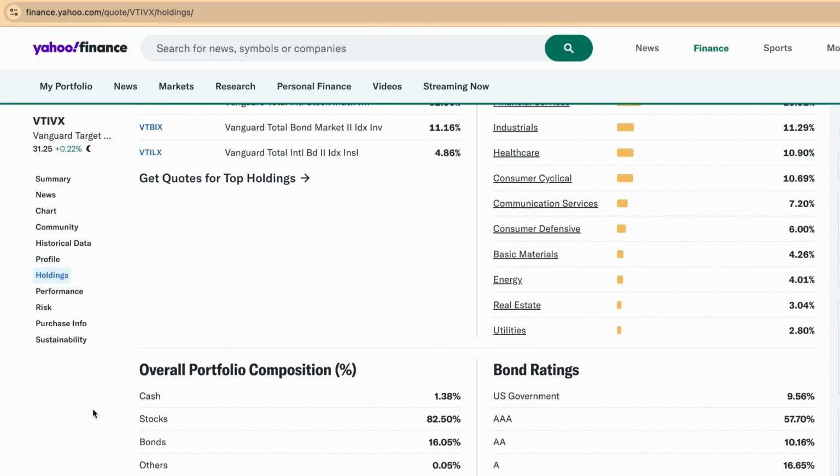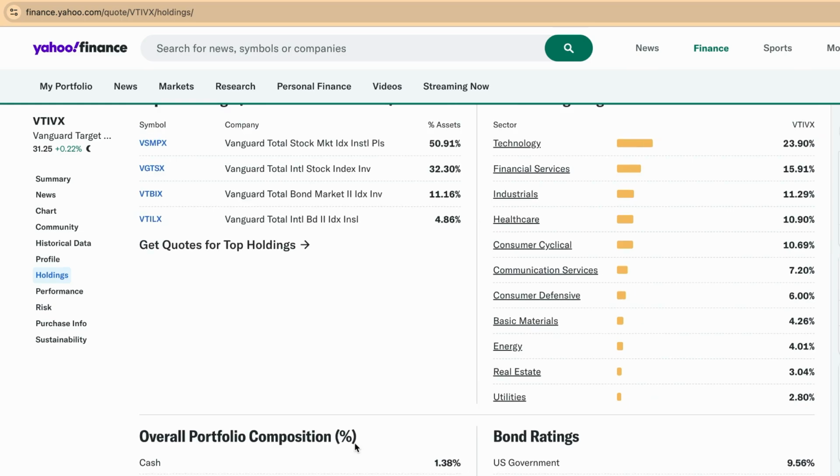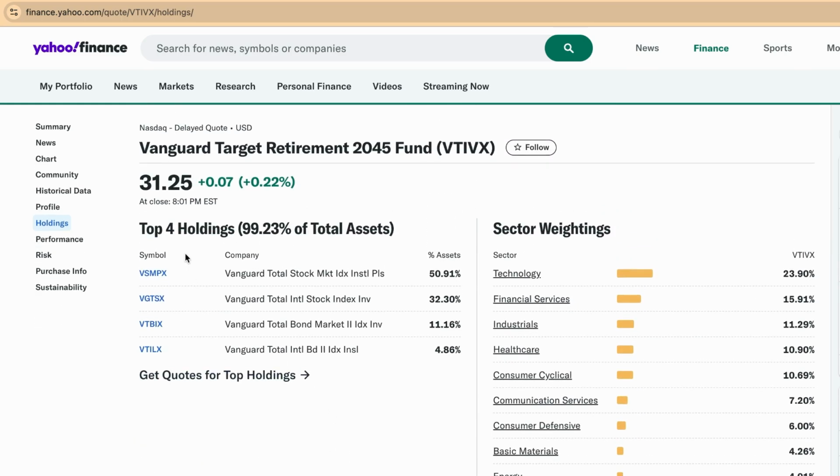I'm going to scroll down further first because I want you to look at the overall portfolio composition here. We have stocks at 82% and bonds at 16.05%. So it's basically around an 80-16 split. I want you to keep that number in mind, because then I'm going to show you a target date fund that's a little bit closer to date, and you'll see the difference in the portfolio composition. So it's 82-16. And if you scroll up, we'll also see what it holds.